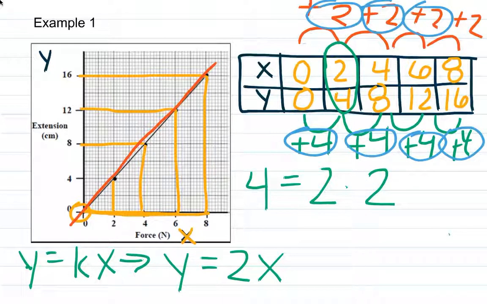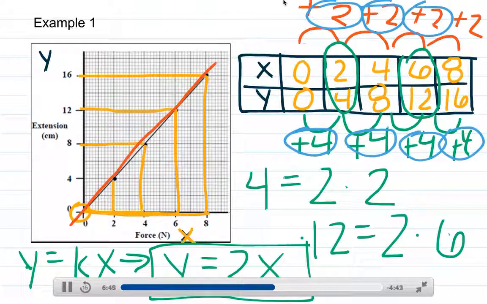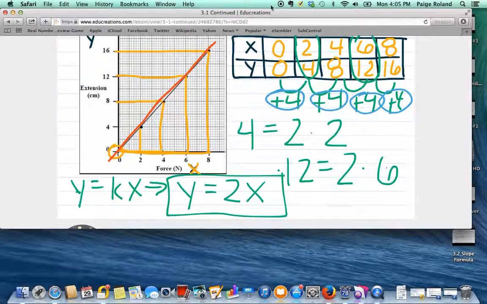And then I check one more. I'm going to go to another part on the table. We'll use 6 and 12. So 12 is y, equals 2 times x, which is 6. So 6 times 2 is 12. So I have the correct equation for that table. All right, one more example.